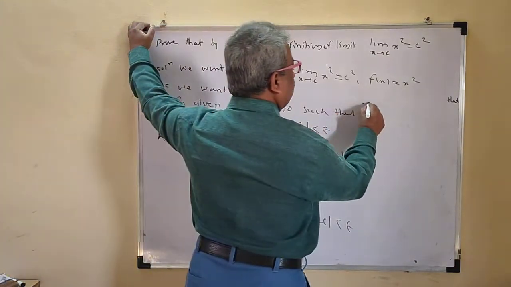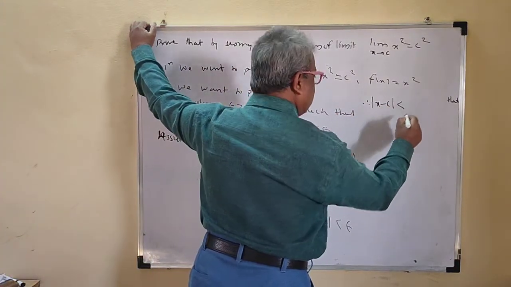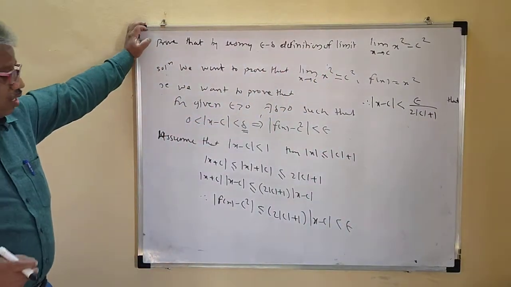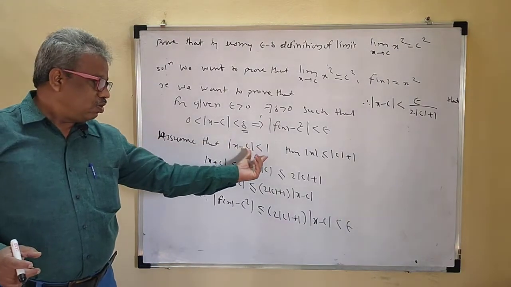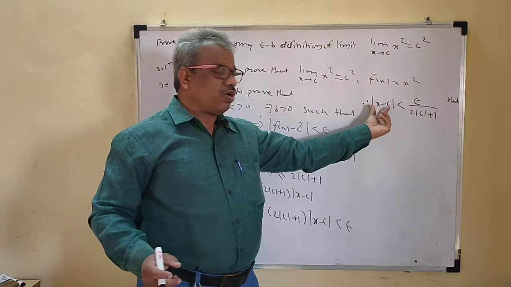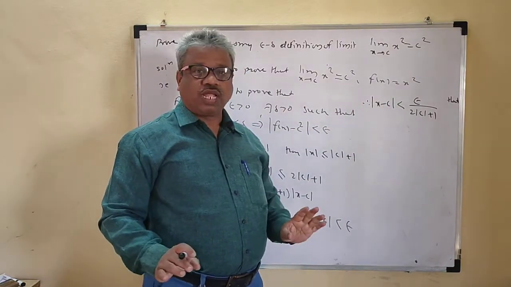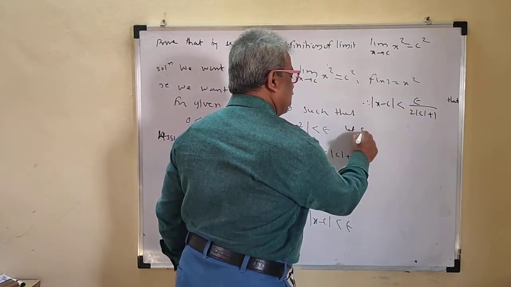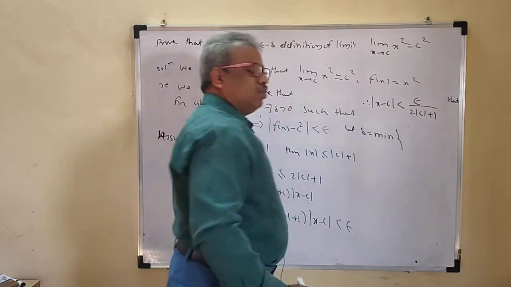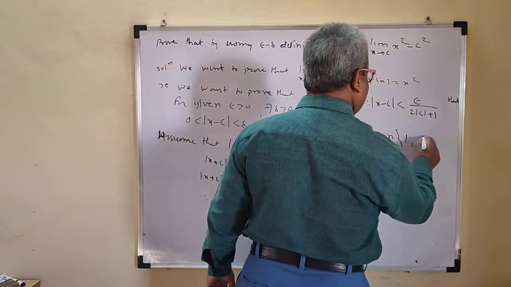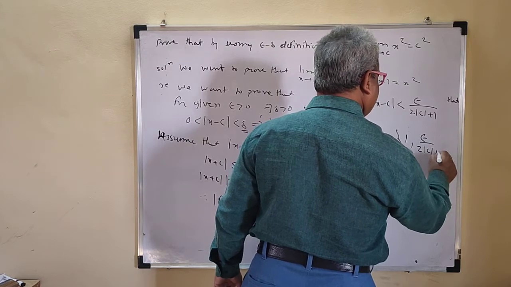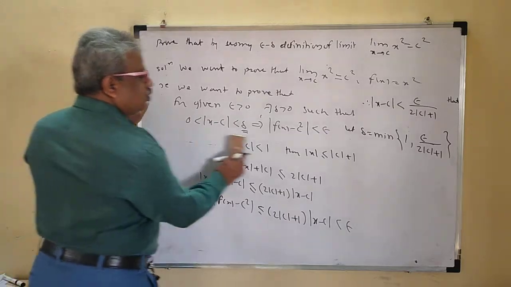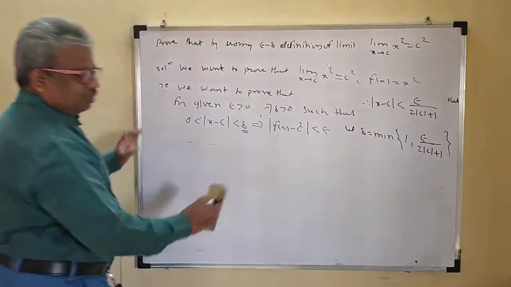So therefore mod of x minus c is less than epsilon upon 2 mod c plus 1, 2 mod c. Here we have taken mod of x minus c less than or equal to 1, and here we got mod of x minus c is less than epsilon upon 2. That means there exists delta. So let delta be equal to the minimum of 1 and epsilon upon 2 mod of c plus 1. So we have proved that there exists delta.